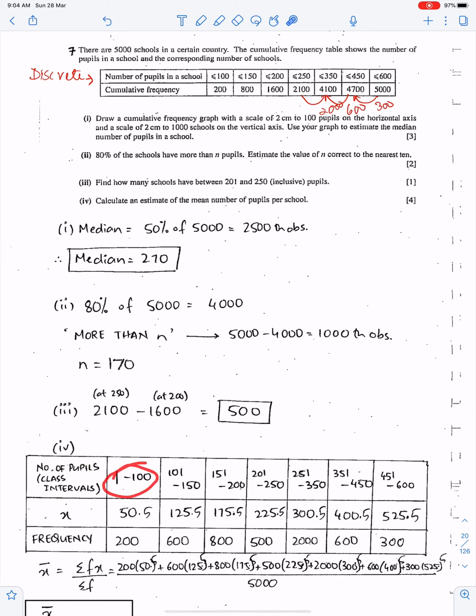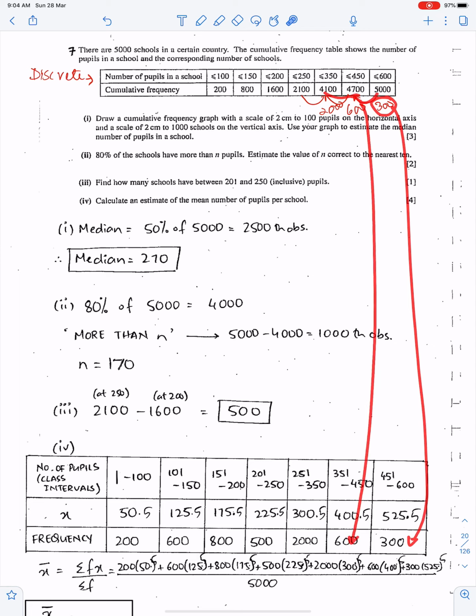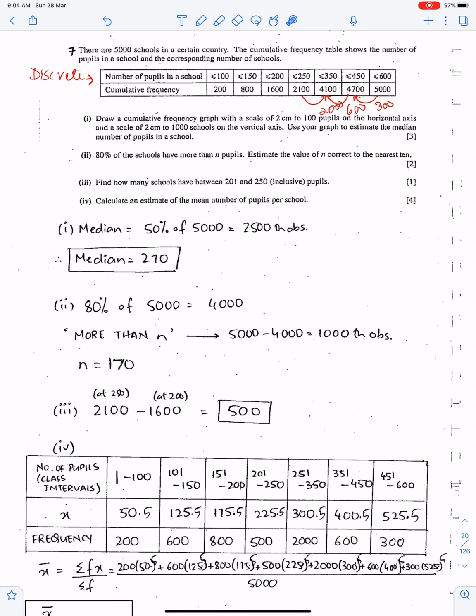And mid values are very simple. Frequencies are frequencies. So when you subtract these two, you'll get 300. So this 300 should be here. When you subtract these two, you'll get 600. It should be here. This is the reverse. Frequencies, I'm sorry. So part 1, draw a cumulative frequency graph and estimate median.